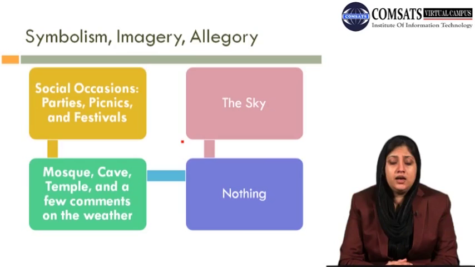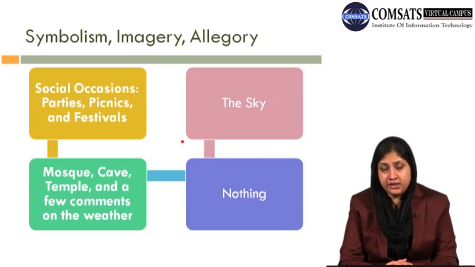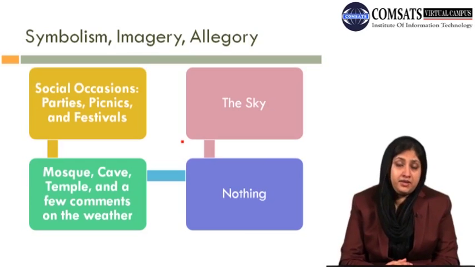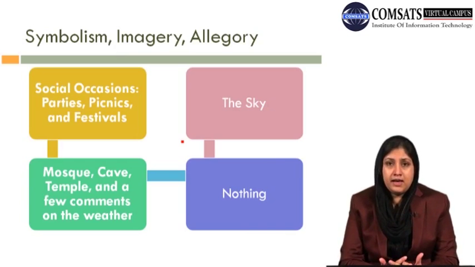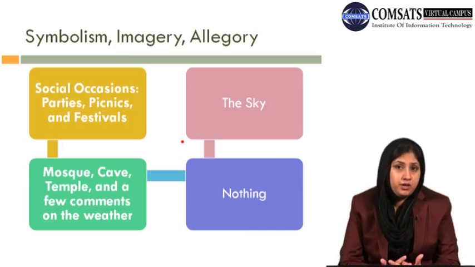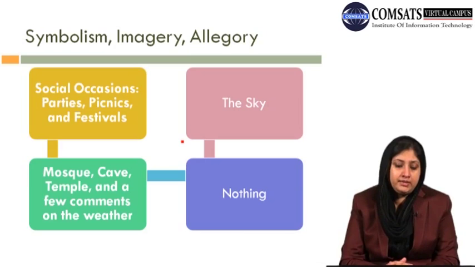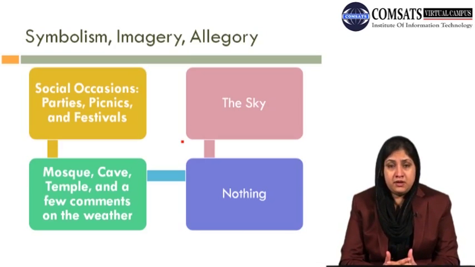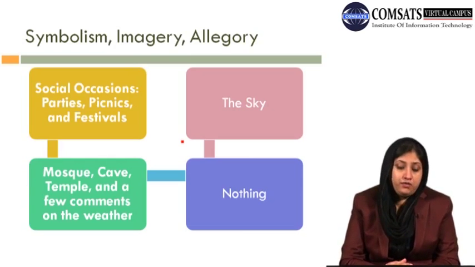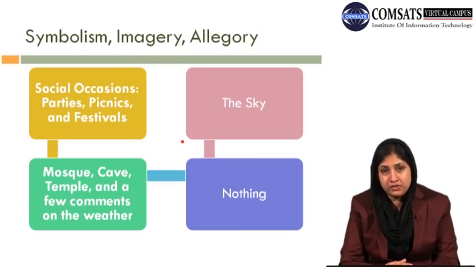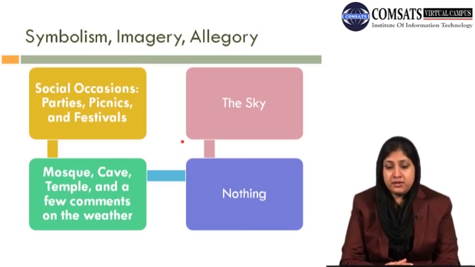Apparently, we see four symbols very prominent in the narrative, and they are divided into four categories. One category is of social occasions, where you will find parties, picnics and festivals giving you a flavor of the culture and the moods and attitudes of the people who are making that culture happen. Then the second is categorized as religious physical structures such as mosque, cave, temple, and a few comments on the weather as well, because that contributes to this category of symbolism too.